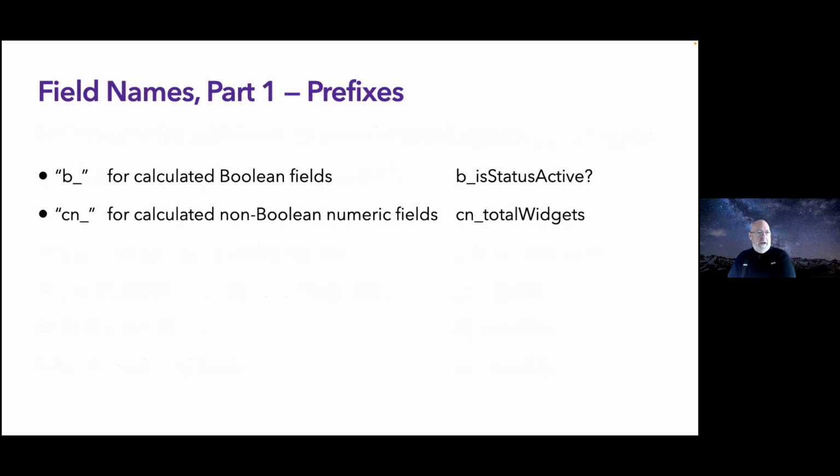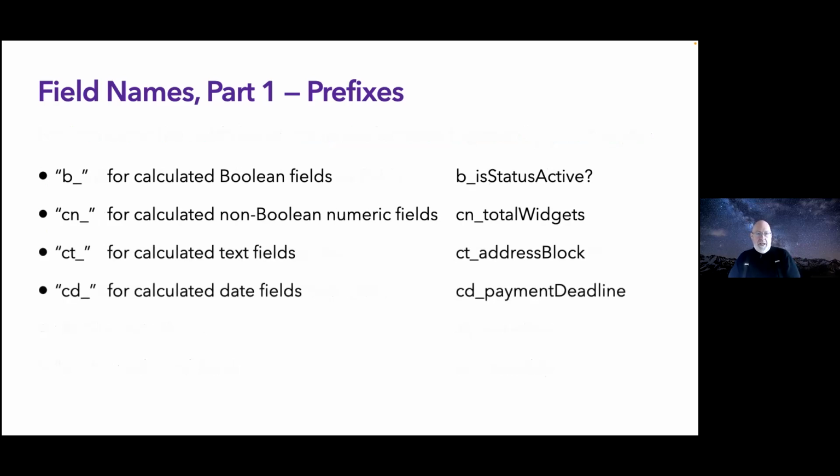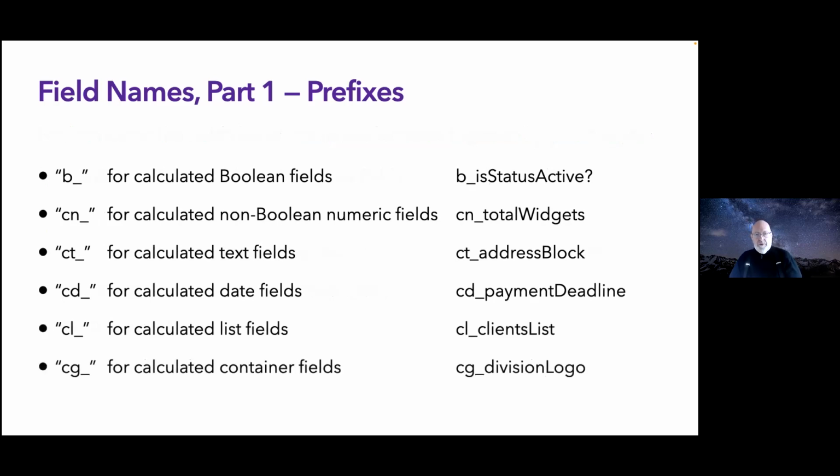CN for calculated non-Boolean numeric fields. CT for text fields. CD for date fields. And CL for list fields. And CG for container fields. You could use CC for container fields, but typically most containers are containing graphics. So I use CG. I never used a container field that contained anything other than graphics, so that's why I use that.